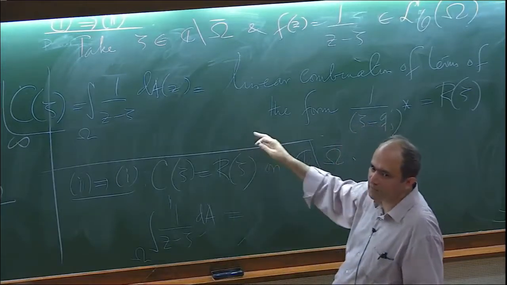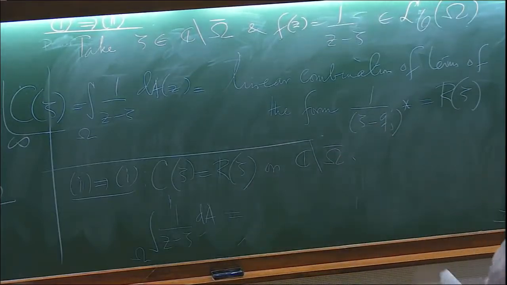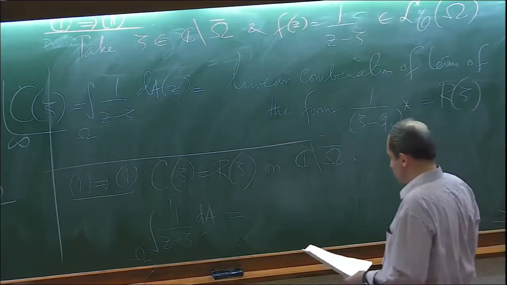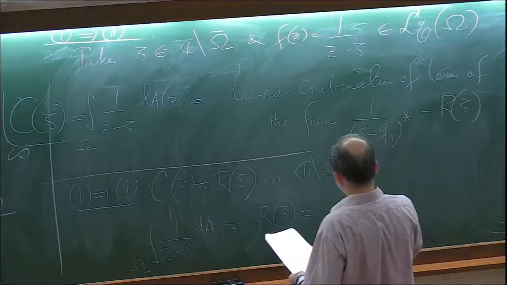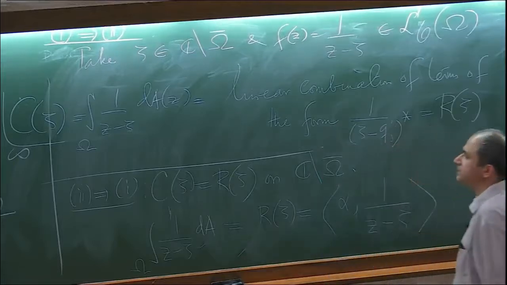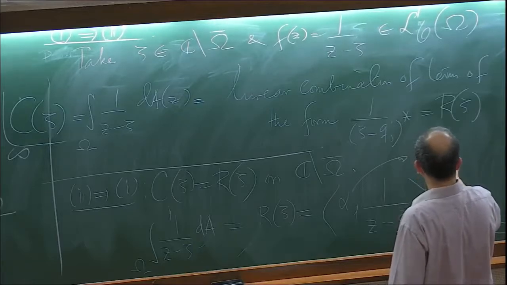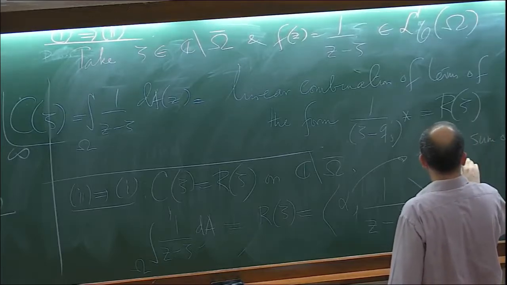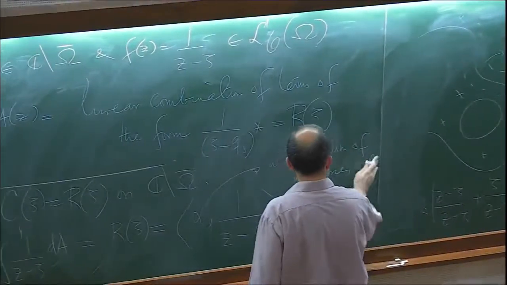In that case, I can use partial fractions to write this as a sum of simple components of this form, 1 over z minus zeta to some powers. And therefore, I can write R of zeta as a certain distribution, let me call this alpha, acting on the function 1 over z minus zeta. What is this alpha? Alpha is a finite sum of Dirac masses, point masses, and their derivatives.